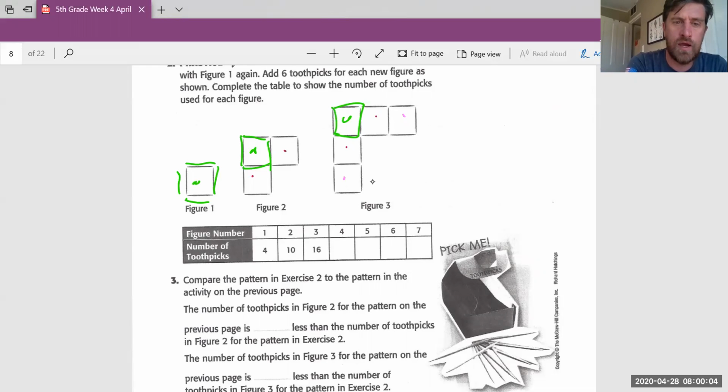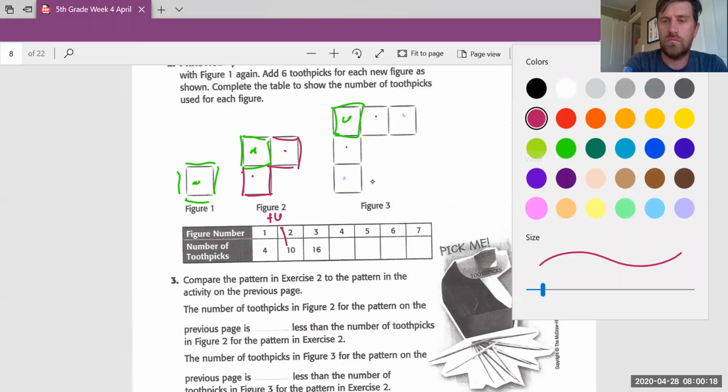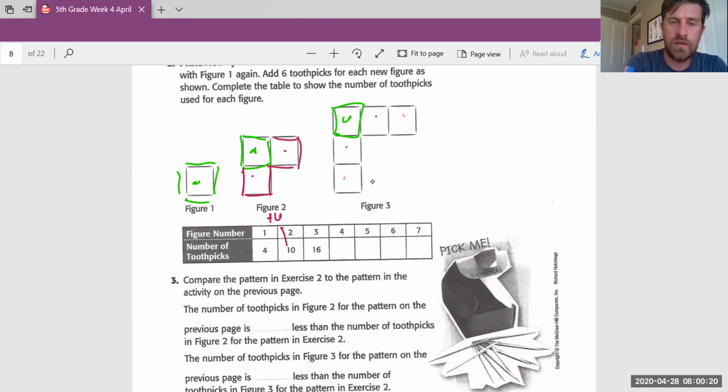But now we're going to add on 3 here, like we did in the first problem, and 3 here. 3 and 3 gives us 6. 4 plus 6 gives us 10. And if we do the same thing, we're adding these 3 again. 1, 2, 3, 1, 2, 3. 6 more. So we keep adding 6, 6.